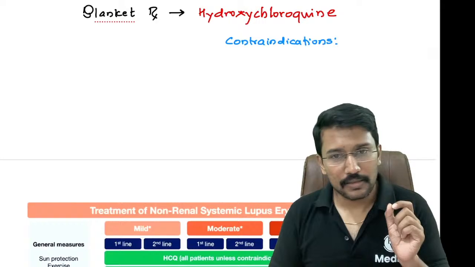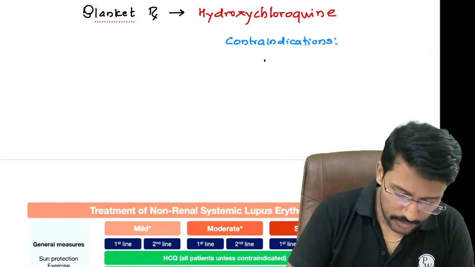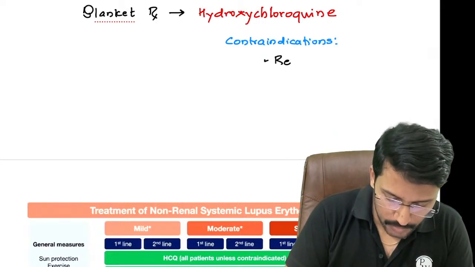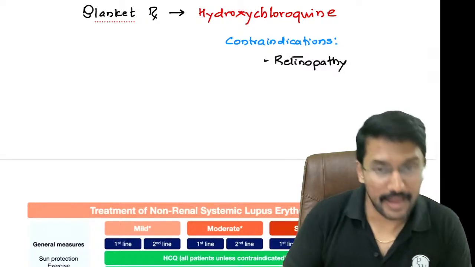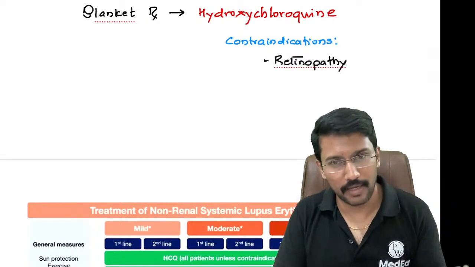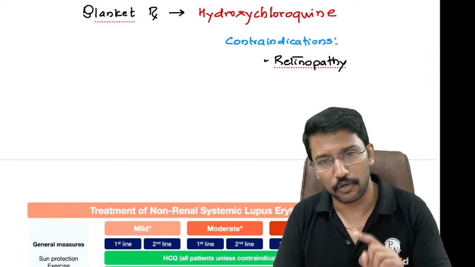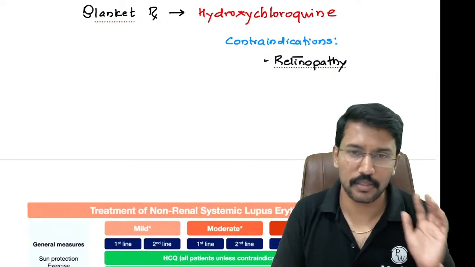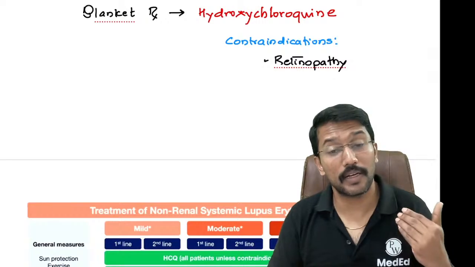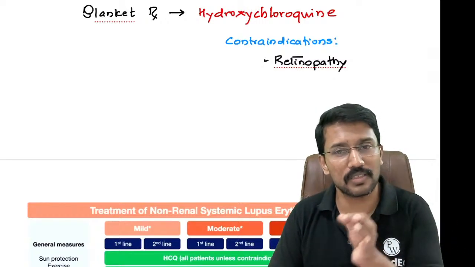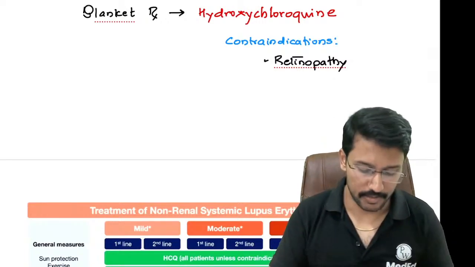Right, so one is the retinopathy. So the contraindication is, yes, it causes bullseye retinopathy. So retinopathy is a contraindication. If you already have an abnormal retina because of diabetes, hypertension or anything, hydroxychloroquine will cause more insult to the retina. So an existing retinopathy is a contraindication. Even when I start hydroxychloroquine, regular screening for retinopathy is mandatory.